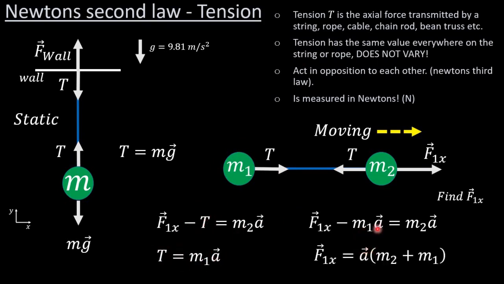Then I can add this term onto this side to get this, and then factor out a from each term. So this would be the magnitude of the force acting on this system. Mass 1 and mass 2 are going to have the same acceleration because they're connected by this rope. And again, we're assuming that rope has a negligible mass and it can't extend.